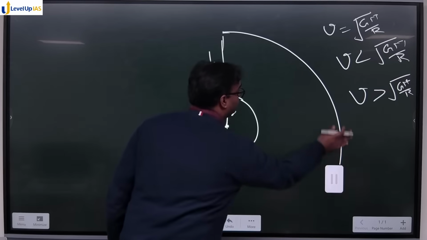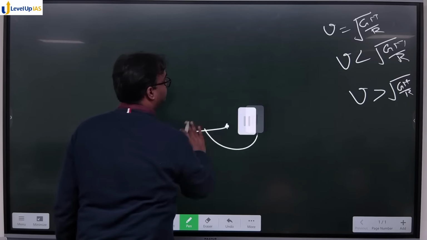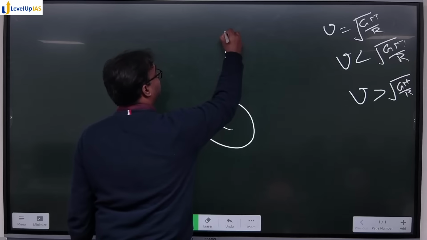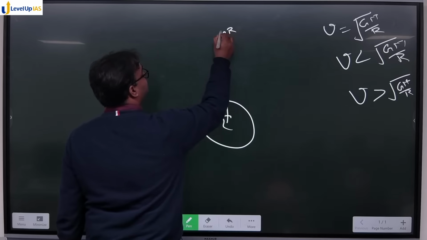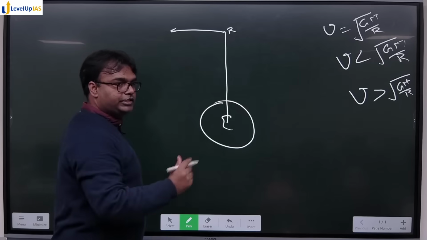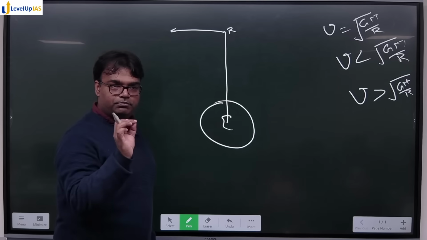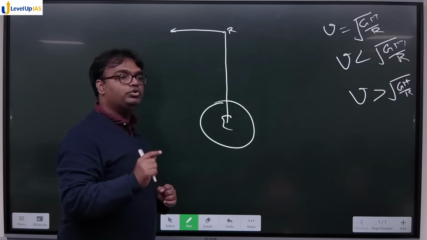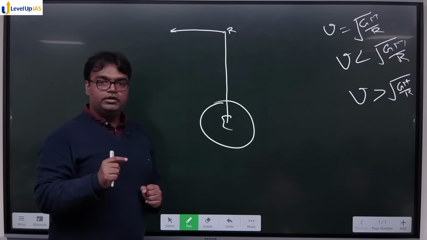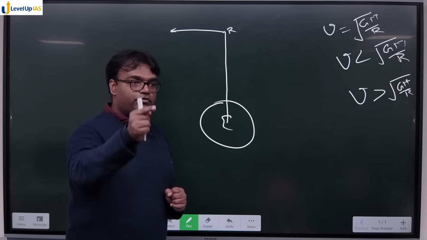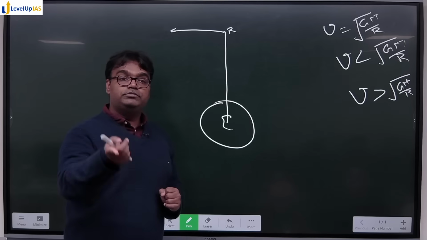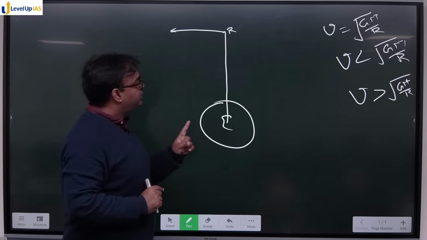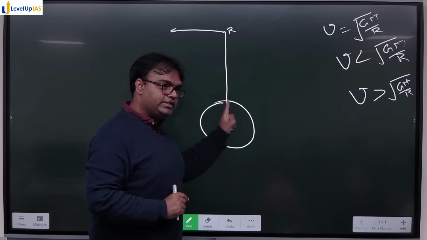देखो, to understand this properly, at a radius R, you are launching it horizontally. Initially you are launching it horizontally at a speed more than under root GM by R. अगर वो exactly under root GM by R होता तो क्या होता? It would have gone in a circle. If it was less than under root GM by R, it would have fallen back on Earth. But if it is more than under root GM by R, what happens at this time?